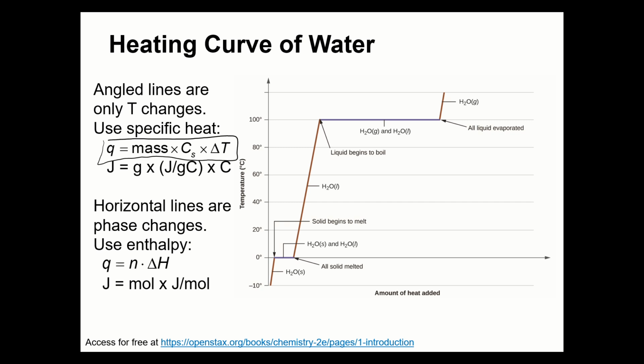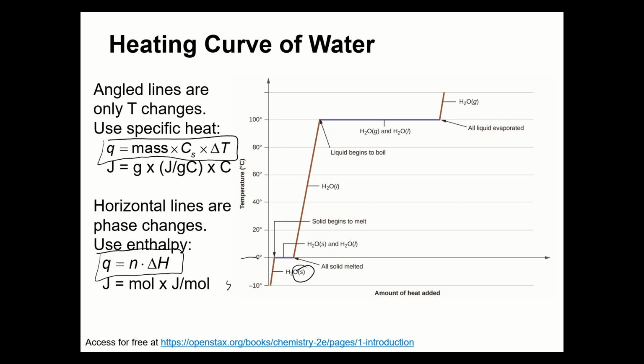And then the horizontal lines in this graph represent phase changes. And so if we're trying to calculate heat based off of a phase change, then that is going to be the amount that we have in moles times your either enthalpy of vaporization or enthalpy of fusion. And so on this graph, you can see that we're basically going to start out as a solid, right? So, and I think, yes, this is dealing with water.